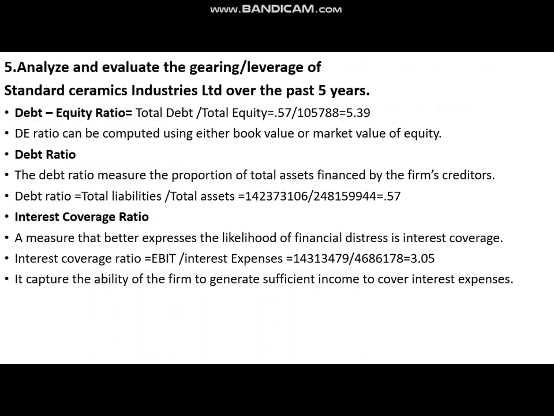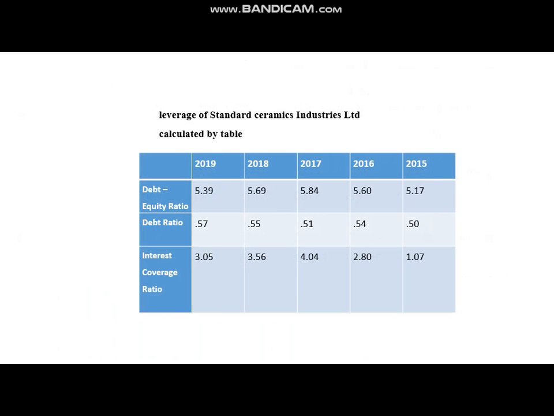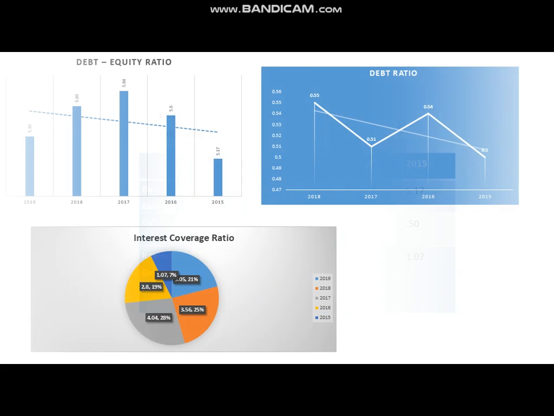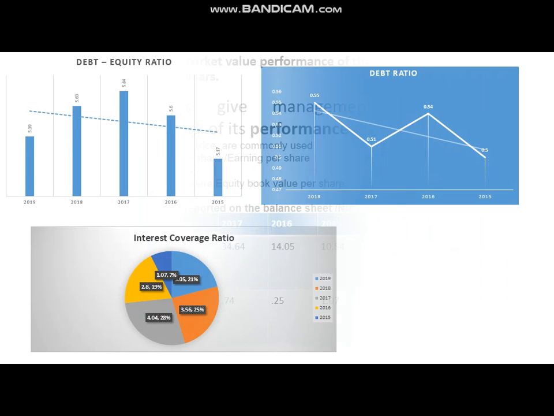Question 5. Analyze and evaluate the leverage of Standard Ceramic Industry Ltd over the last 5 years. There are 3 kinds of ratio: debt equity ratio, debt ratio, and interest coverage ratio. This is a table of leverage of Standard Ceramic Industry Ltd, calculated by this formula. This is a graph of debt equity ratio, debt ratio, and interest coverage ratio.